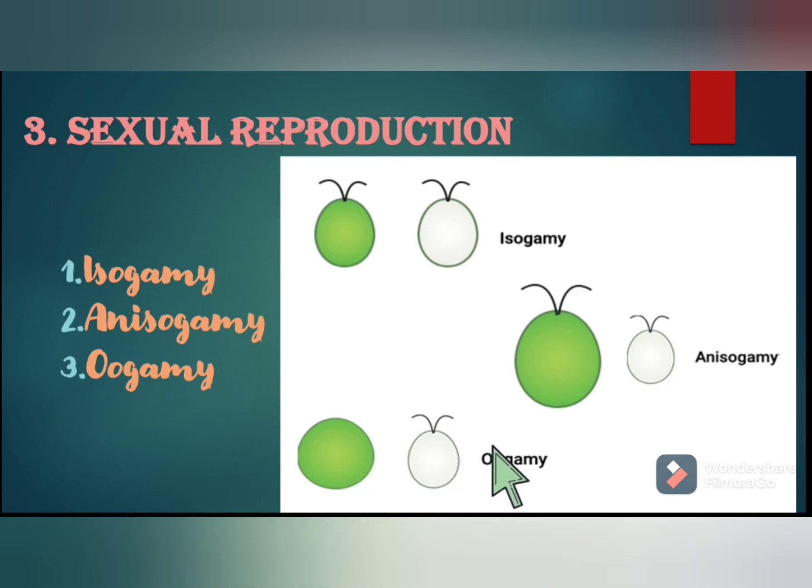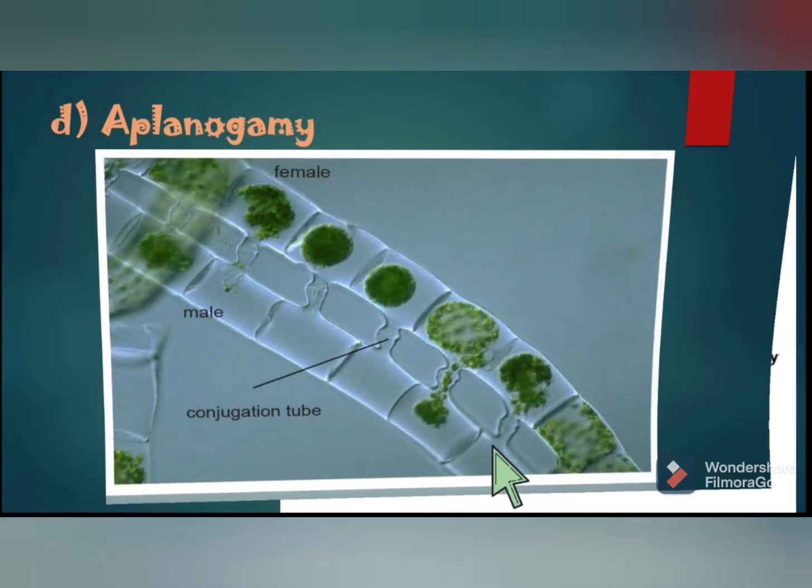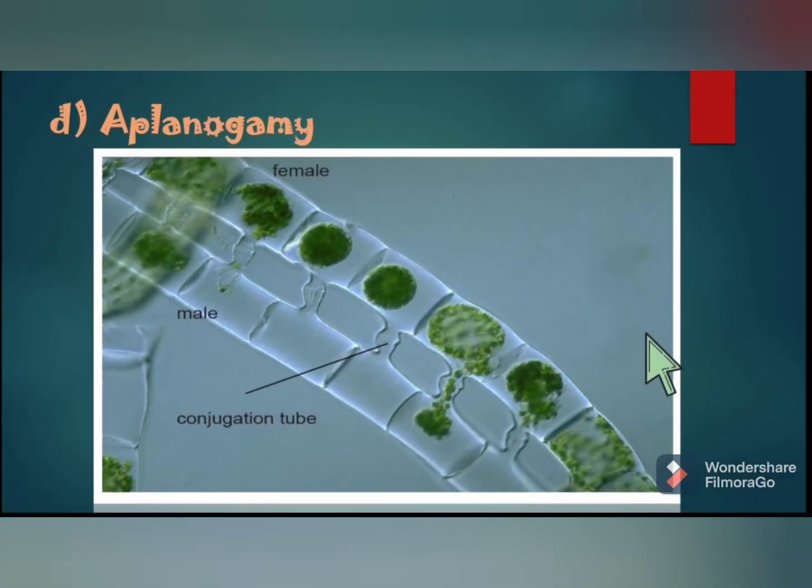So coming to the last type of sexual reproduction, it is planogamy, which is not very common. This is an unusual type, found in the order Conjugales. In Chlorophyceae, in green algae, in the Conjugales, this type of sexual reproduction is usually found.